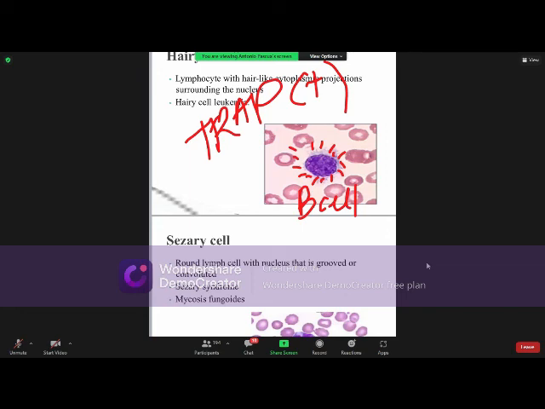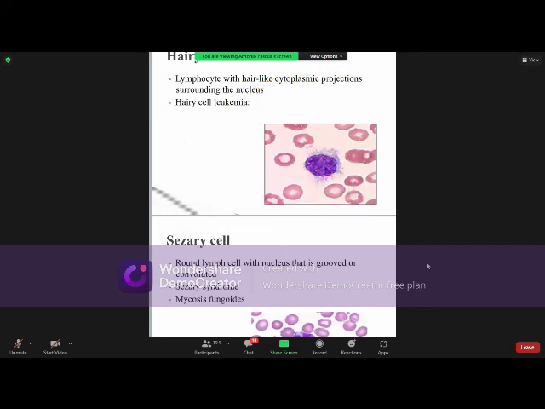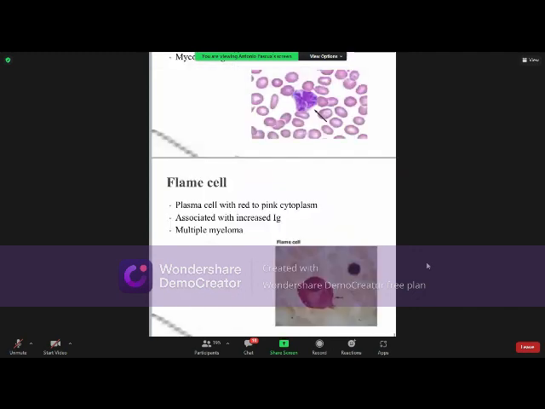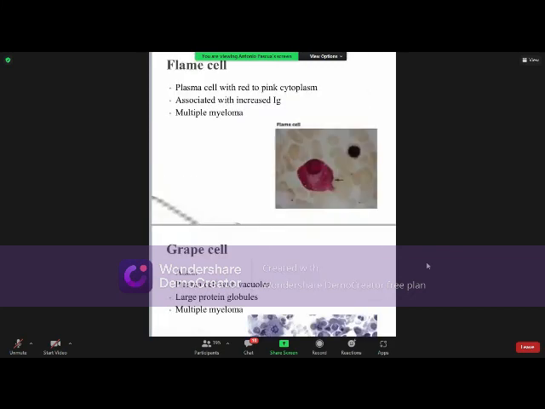Okay? Then, when the nucleus of your lymphocytes is convoluted, cerebriform, like it has convolutions like our brain, like waves, you further call it a Sézary cell. Okay? Having that groove or convoluted nucleus, which is seen in cases of lymphocytic abnormalities known as mycosis fungoides or Sézary syndrome. Then the last two are abnormalities affecting your plasma cells.